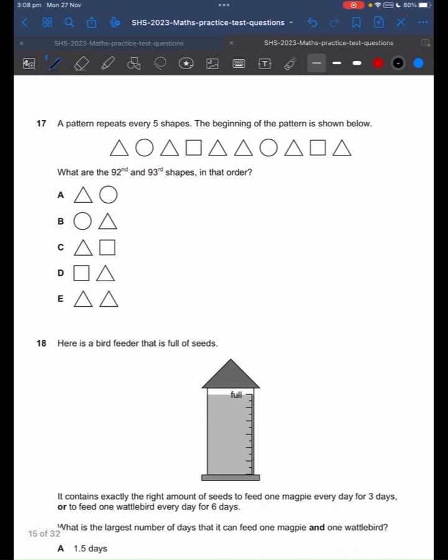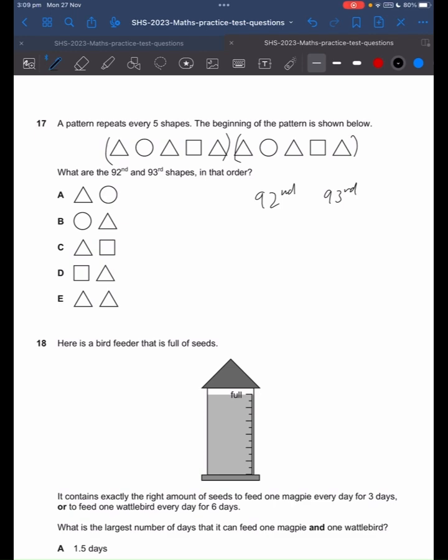Now this question helps us by saying a pattern repeats every 5 steps. This means that every 5 steps it will have the same sequence. So what we can do is take the 92nd and 93rd shapes and divide those by 5. The reason why we can do that is because they're always going to follow the same sequence.